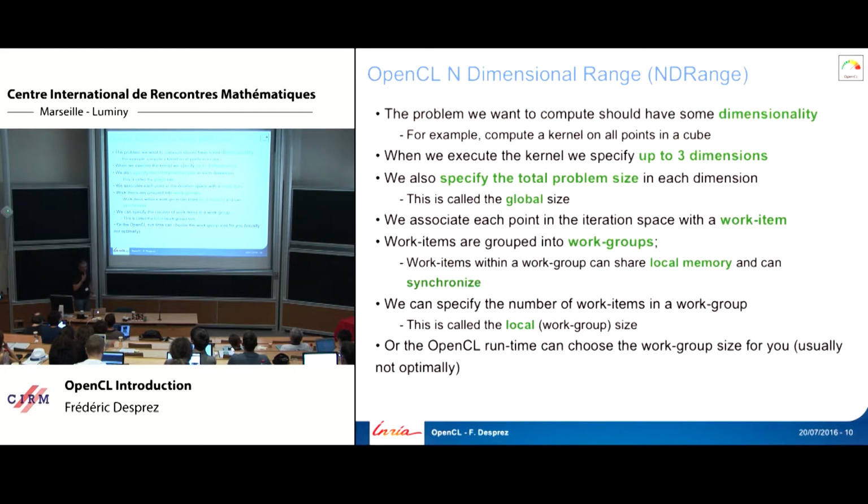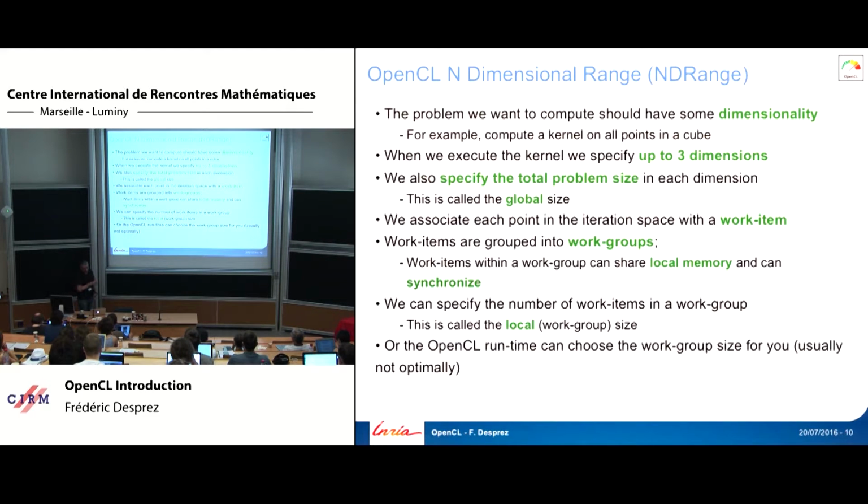So the ND range is a very important part of OpenCL. This is the dimension of your problem. Each problem has a dimensionality. You compute a kernel on each point of a cube, for example. You have up to 3 dimensions, and you have this global problem size, which we call the global size. For each point of the iteration space, you have what we call a work item. These work items can share a local memory, and they can synchronize between them, and they are grouped into work groups.